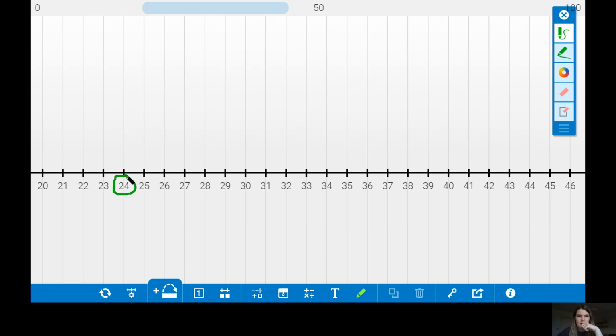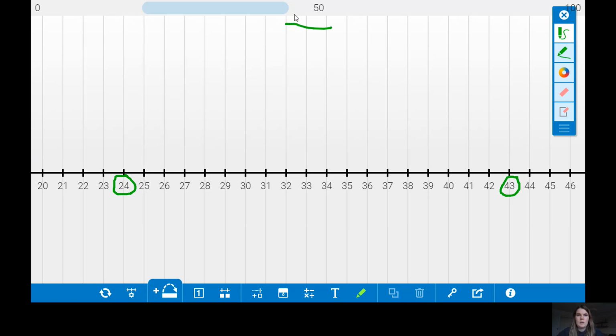43 wouldn't be near 20. Where would it be near? It would be near 40. Very good. Am I circling 40? No, because my number's 43. Well done. So let's count and find 43. 41, 42, 43. There we go. I've circled my two numbers.